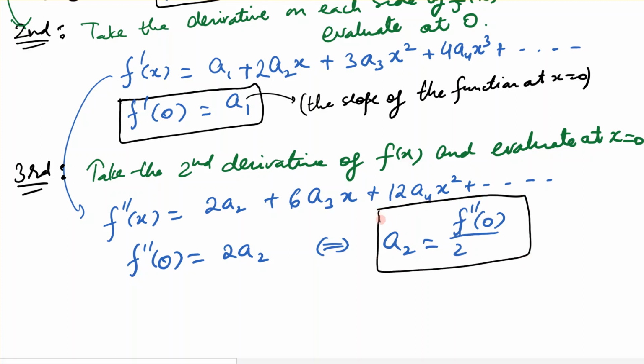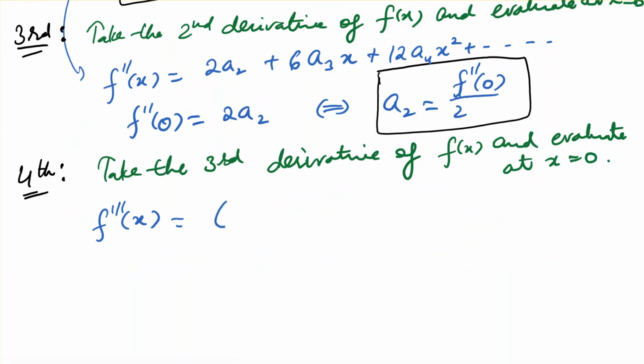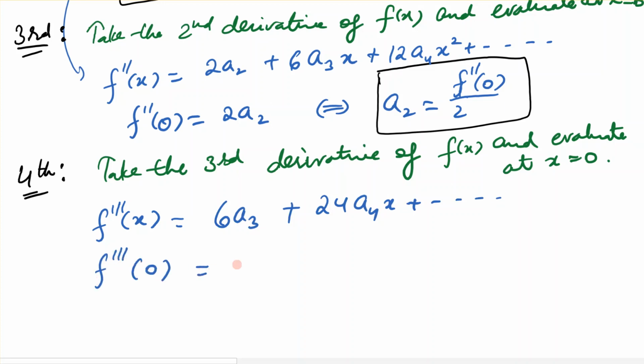Similarly, if you want to find the value of a3, we again take the third derivative and evaluate that at x equal to 0. The third derivative is 6a3 plus 24a4x plus so on. Now we put x equal to 0, so that is 6a3. From here, the value of a3 is the third derivative of the function at 0, divided by 6. We can write 6 as 3 times 2.